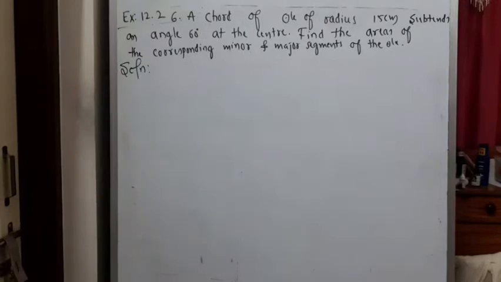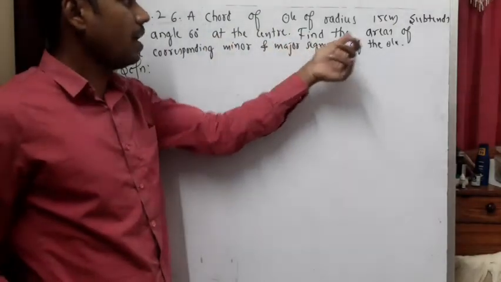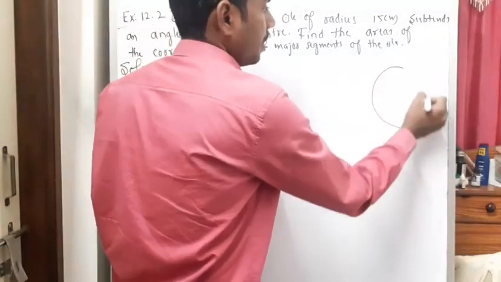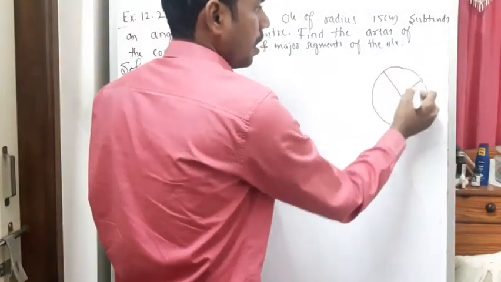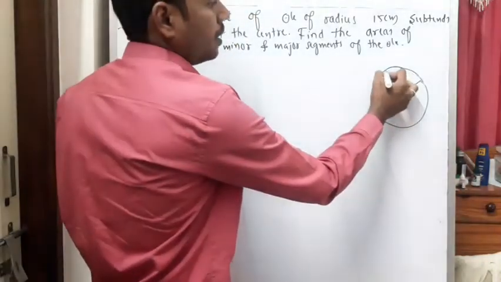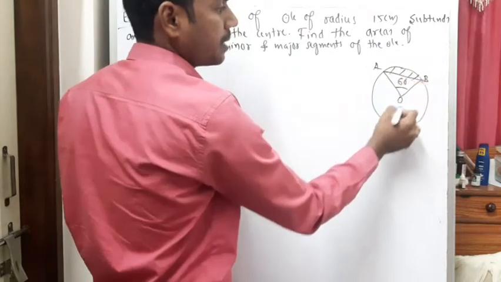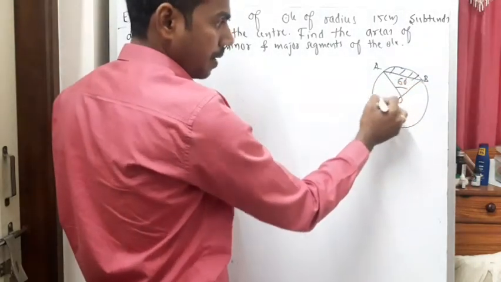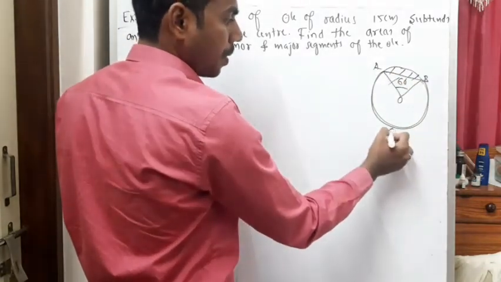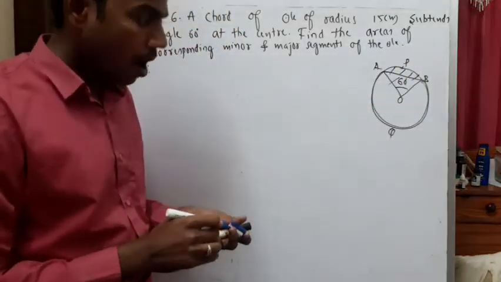So sixth question. A chord of a circle of radius 15 centimeters subtends an angle of 60 degree at the center. Find the areas of the corresponding minor and major segments of the circle. Suppose this is a circle. So this is a sector of angle 60 degree at the center. This is the corresponding arc. This is O, A, B. So this is the minor segment, and the remaining part, A, Q, B, will be the major segment. How to calculate it, I'll tell you.